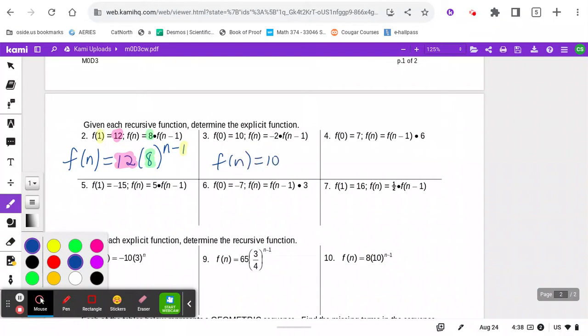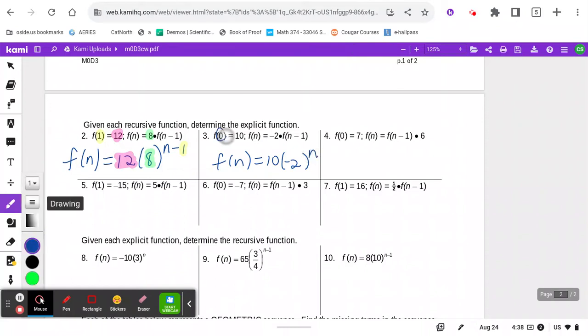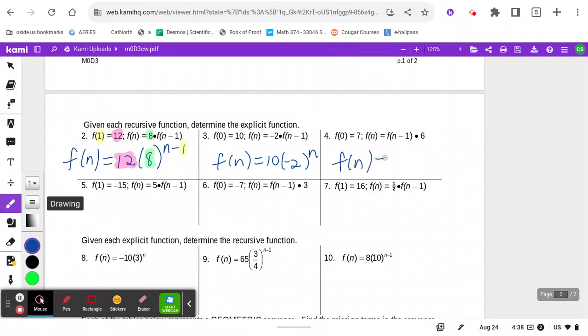This function begins at 10, is multiplying by a negative 2. Did you know we could do that? It's not minusing 2, it's multiplying by negative 2. And this is just to a power of n because it's n minus 0, you can write it if you want. But just to a power of n is plenty. Here comes your next one. Begins with 7 times 6 to the power of n minus 0, or just n.